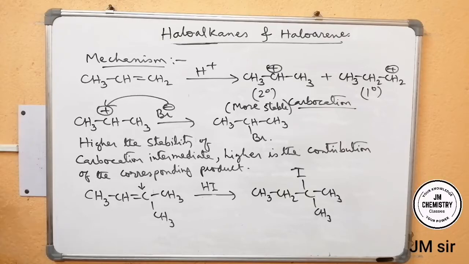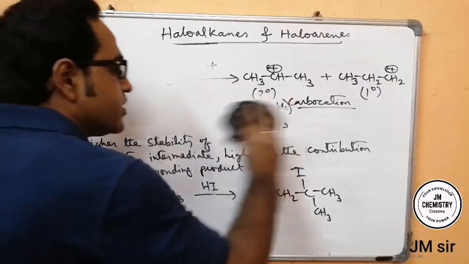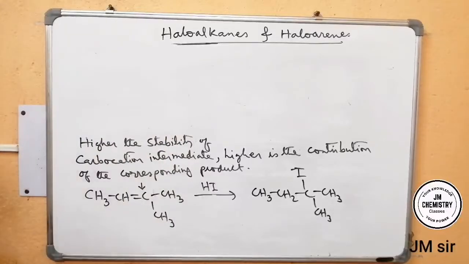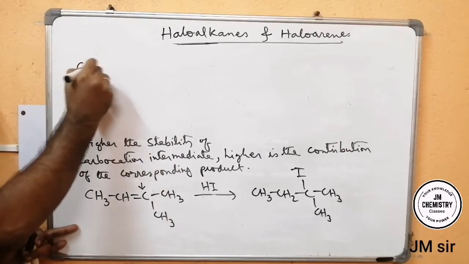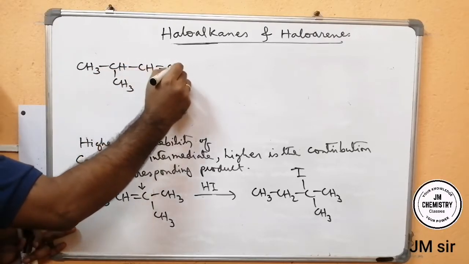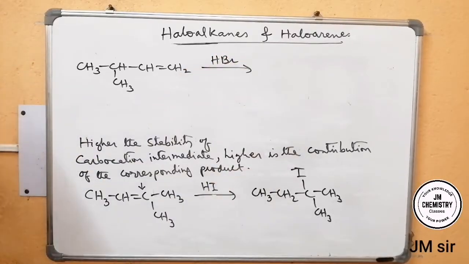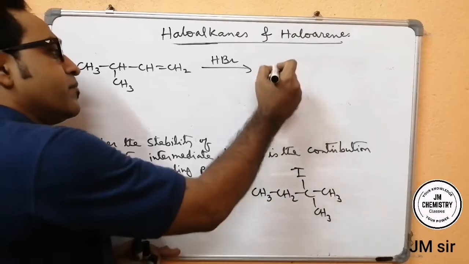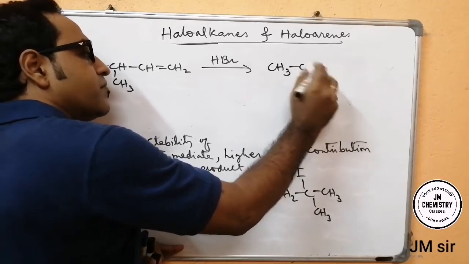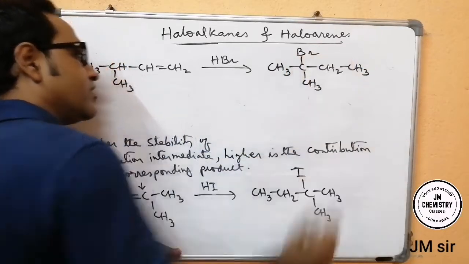For example, in your JEE level or NEET level, you will get a question like this. CH3-CH(CH3)-CH=CH2 is reacted with HBr. What will be the final product or the major product? The major product is CH3-CH2-C(CH3)2-Br.